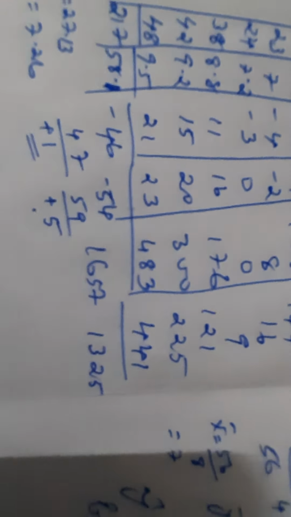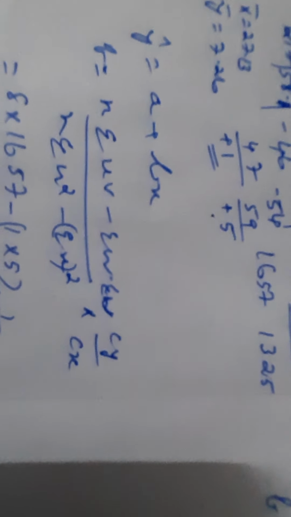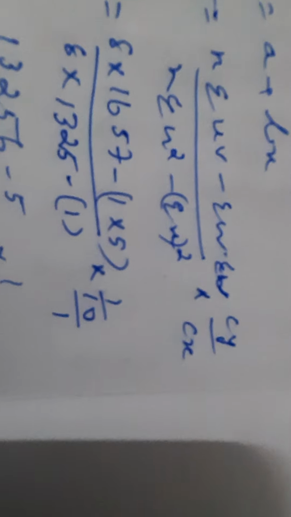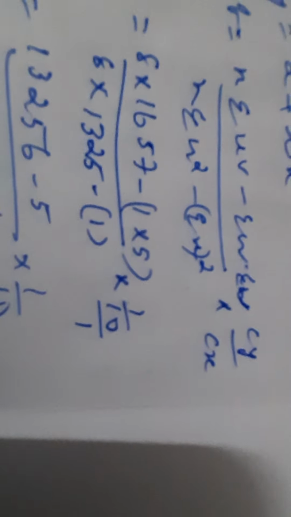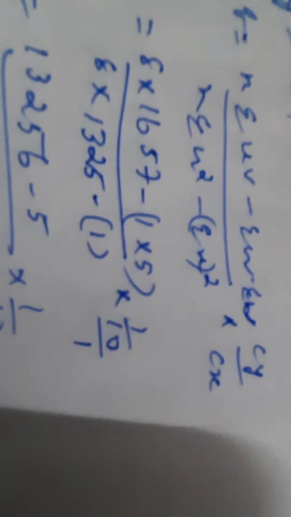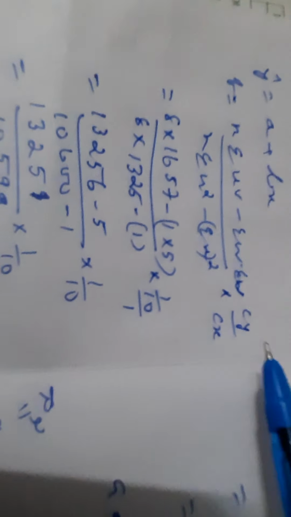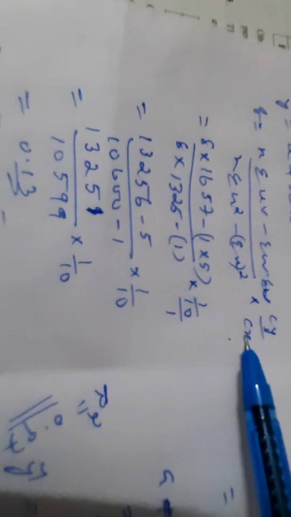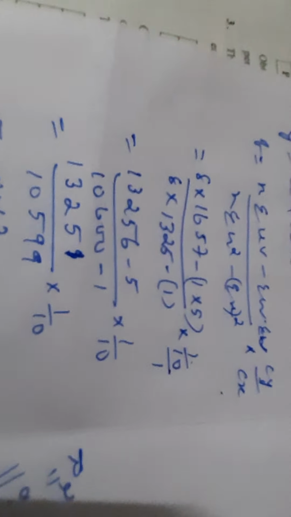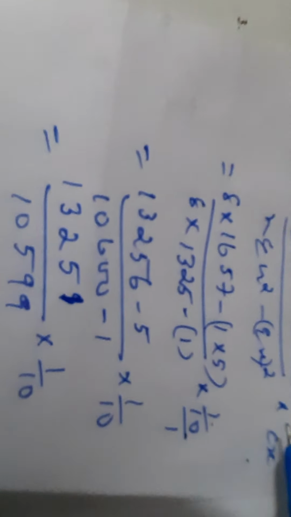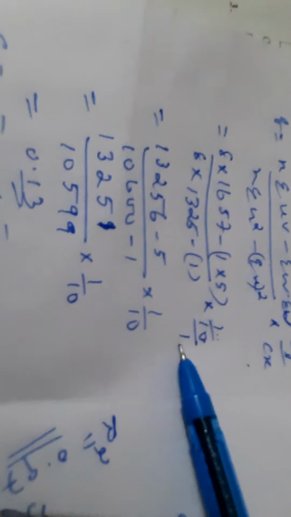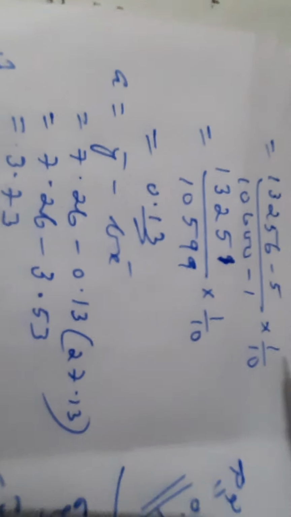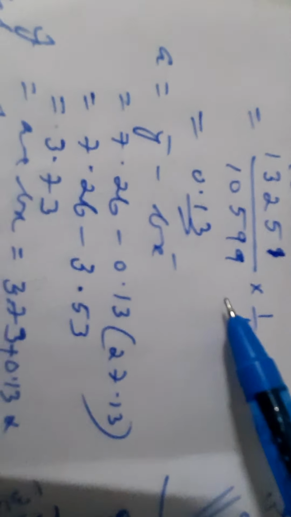Further we proceed and see that y cap is equal to a plus bx. Here take a little care. b is n sigma uv minus sigma u sigma v upon n sigma u squared minus sigma u whole squared into cy upon cx. Please see cy upon cx. We take cy as 1 by 10 here, because we multiplied by 10 earlier, so we divide by 10 here. cx is only 1 because we did not multiply it by any number. Then we proceed further and get b as 0.13.